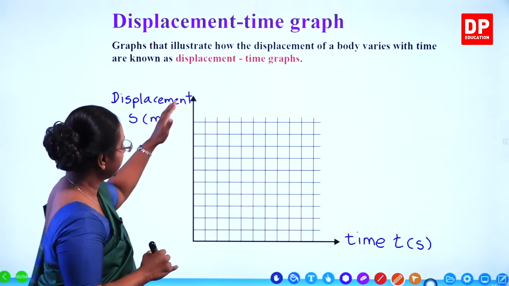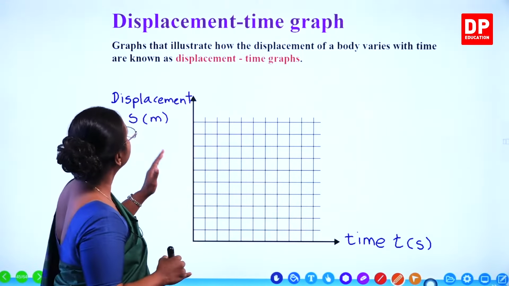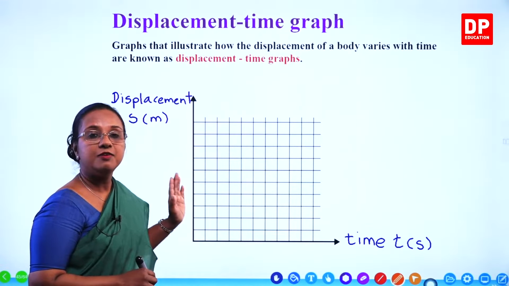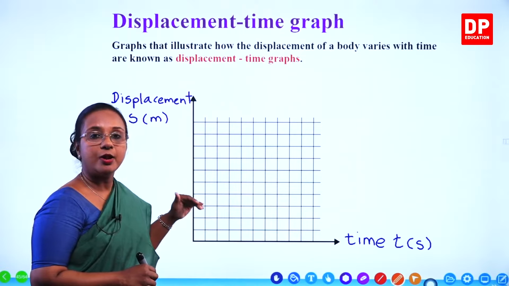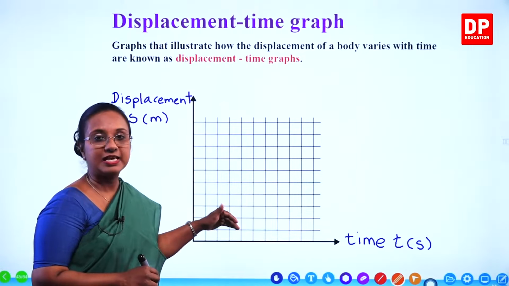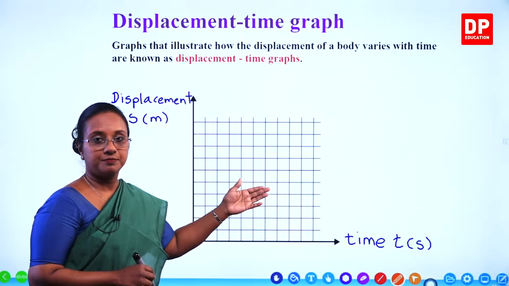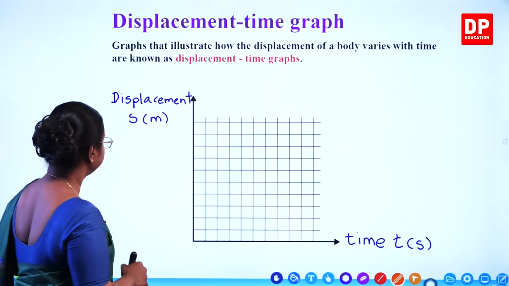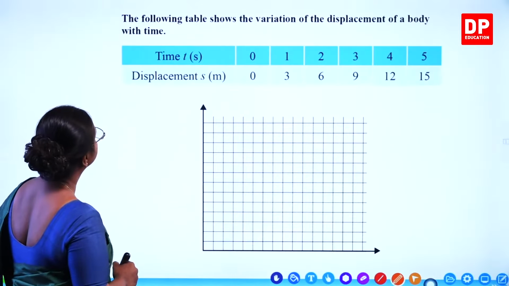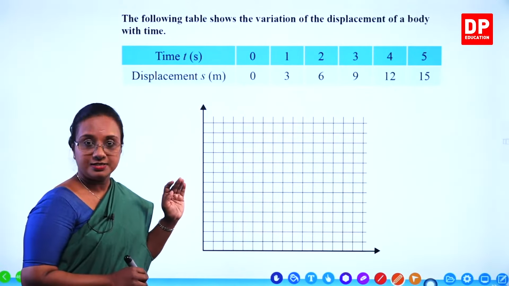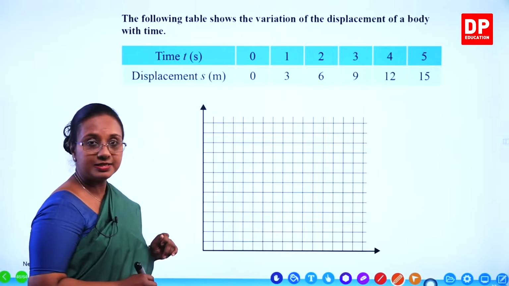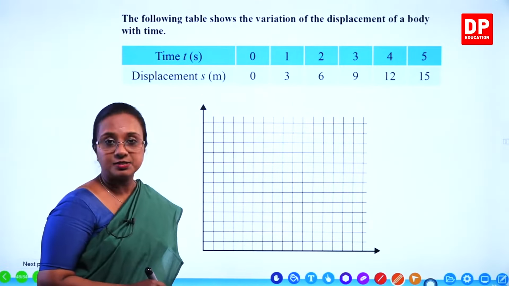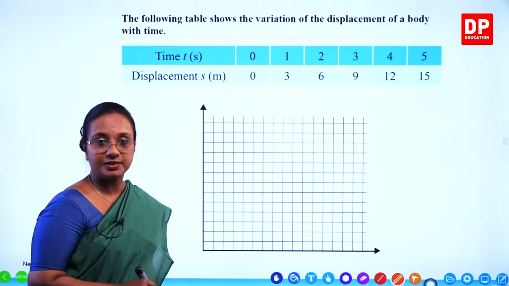So here when you plot the graph, it will become a displacement time graph. And we will be showing how an object displaces with time. We will look at an example with data. Now the data is given to you. You are familiar with this table. The time is given and the displacement of the object is given with time.